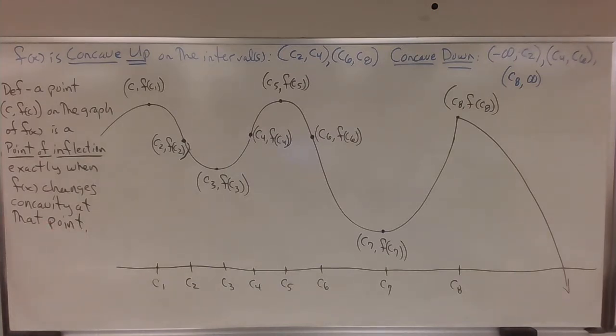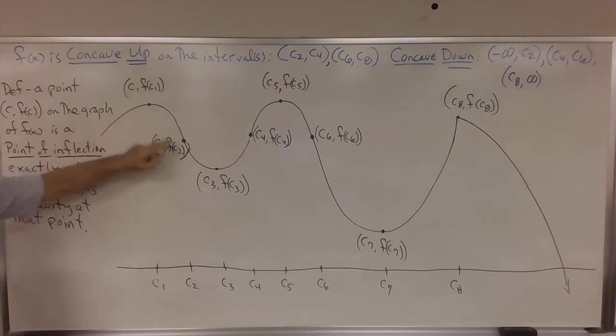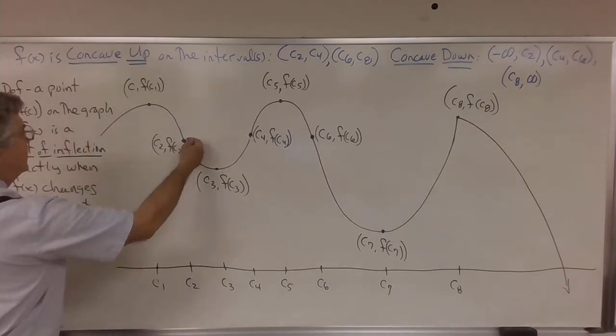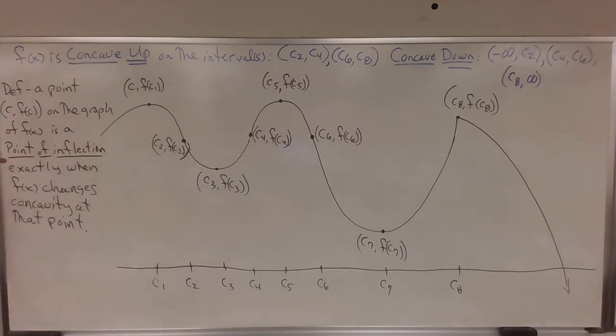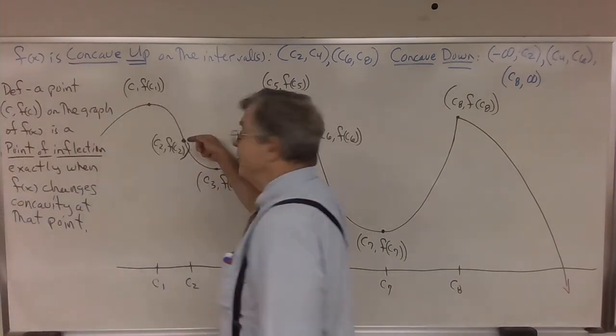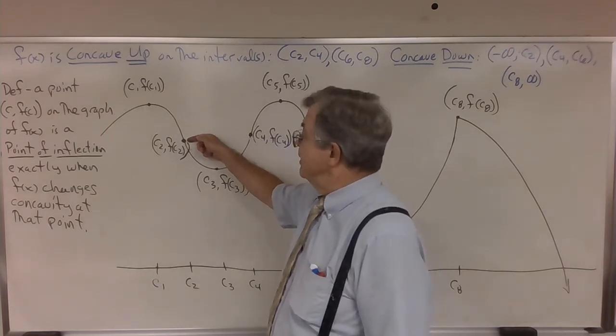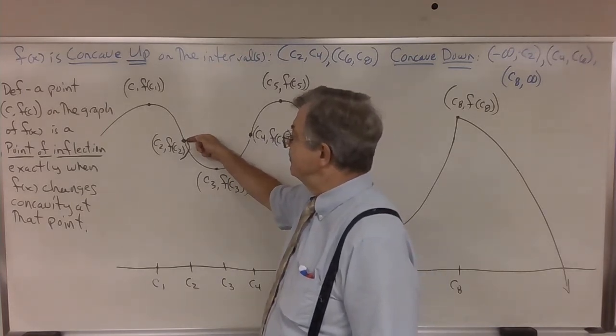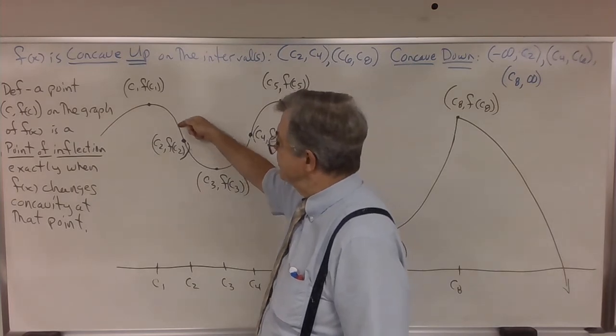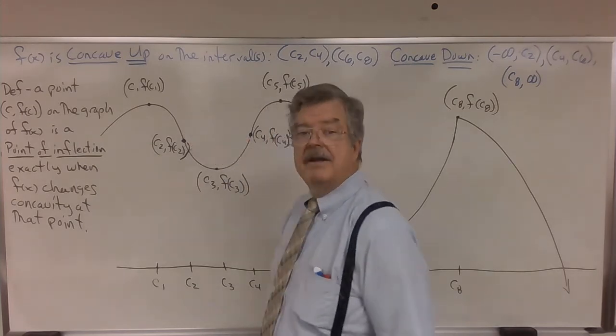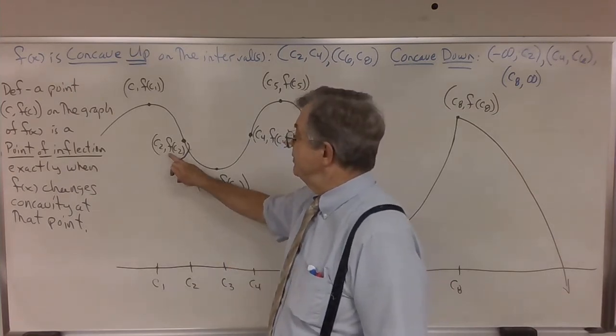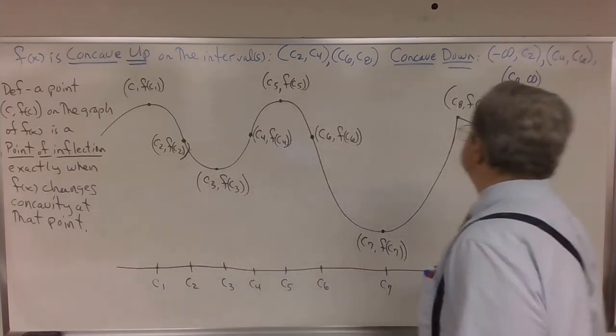Okay, I've just defined point of inflection. A point C, f of C on the graph of f of x, like this one, is a point of inflection exactly when f of x changes concavity at that point. So this would be a good example. This is a point on the graph of f of x, and right here, the graph changes from concave down to concave up. So C2, f of C2 is a point of inflection.